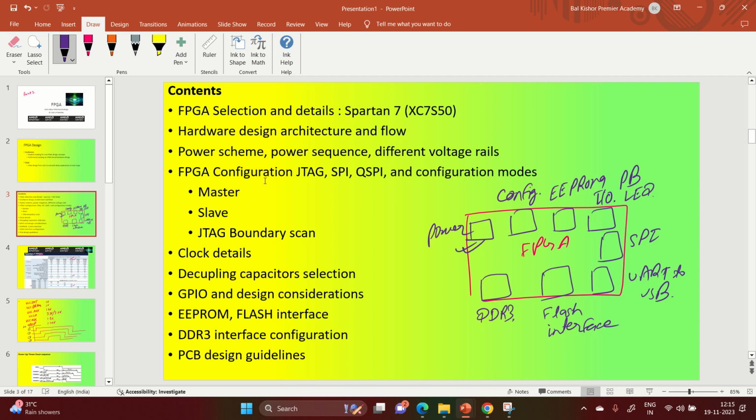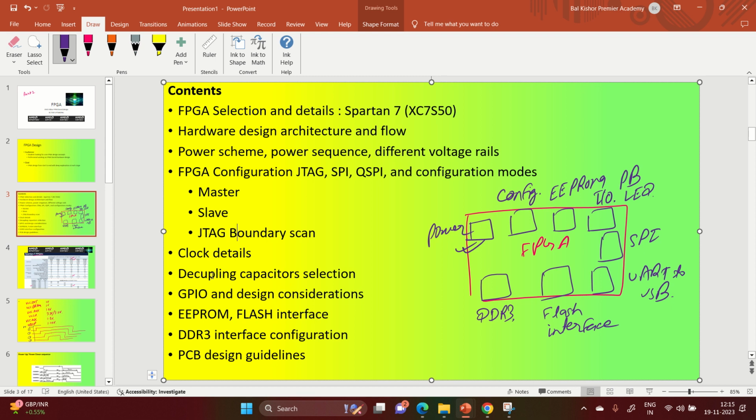Then we will be having configurations based on JTAG or SPI or quad SPI. Then configuration modes, I will be basically explaining master, slave and JTAG boundary scan. More configuration modes are also available, but we will be concentrating on these three options. What are the different clocks, how you can generate different clocks to enable the FPGA.